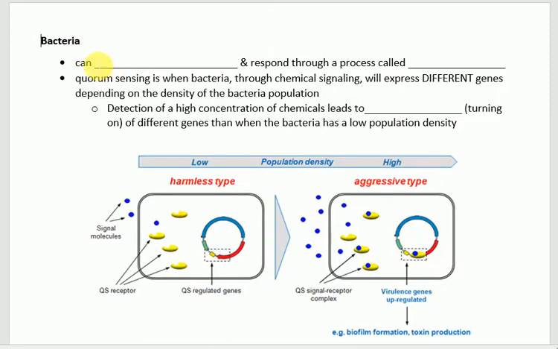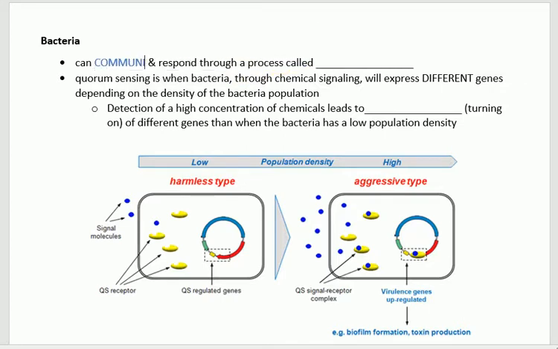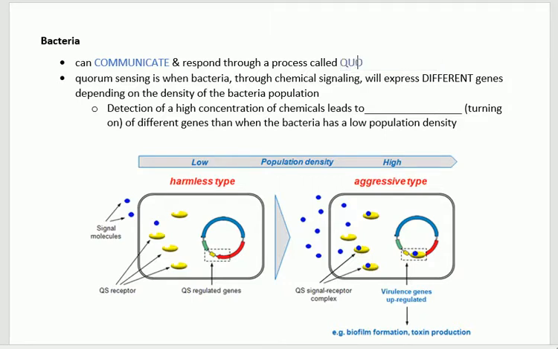So bacteria has the ability to communicate and respond through a process that is called quorum sensing. So quorum sensing is when bacteria, through chemical signaling, can express different genes depending on the density of the bacteria population.